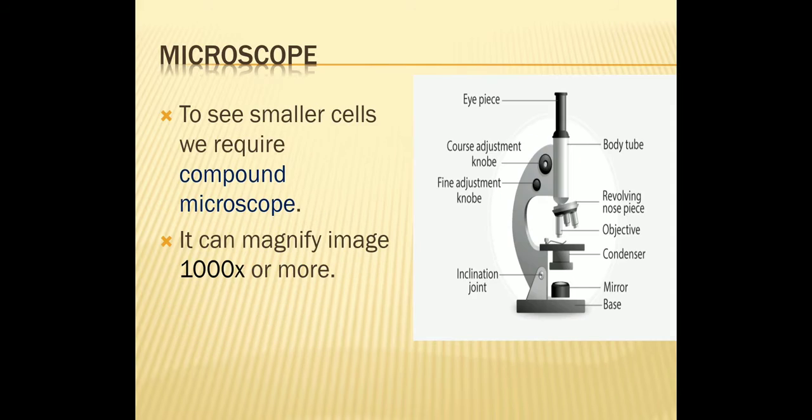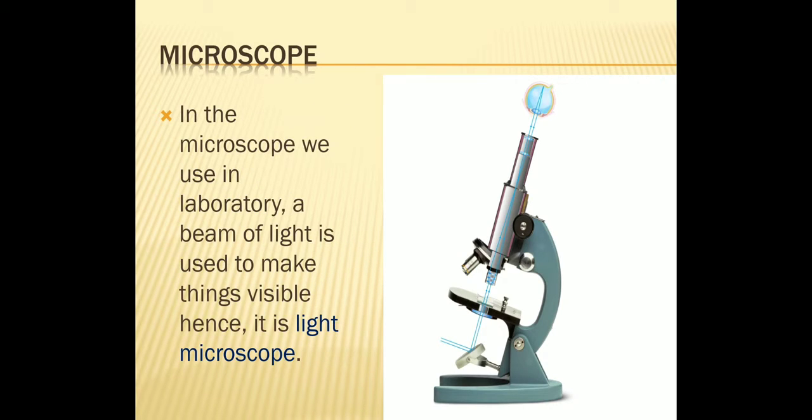Then talking about smaller cells. If you want to see smaller cells, you require a compound microscope. A compound microscope can magnify an image 1,000 times or more. Now, in the microscope which we use in our laboratory, a beam of light is required so that it can make things visible. As it requires light to make things visible, we call it a light microscope. So whatever microscope we use in our lab is called a light microscope.